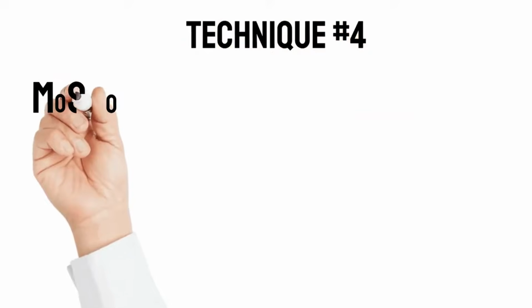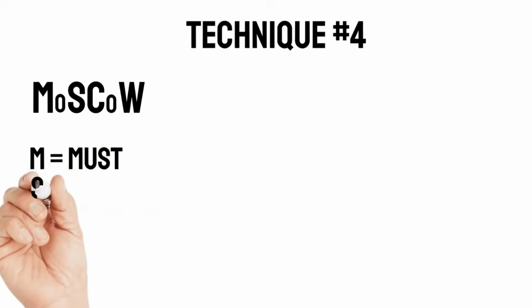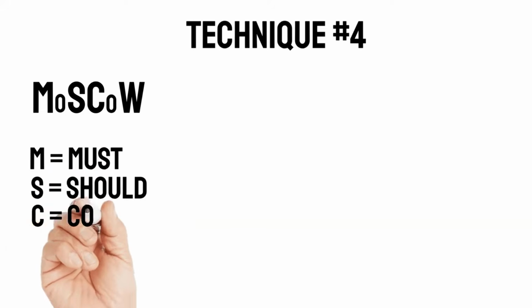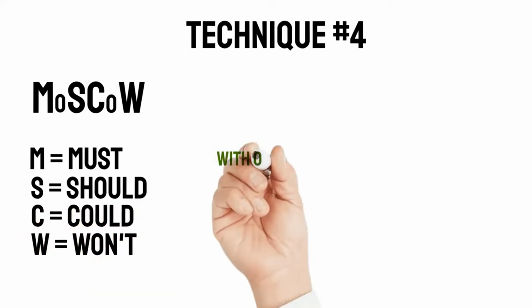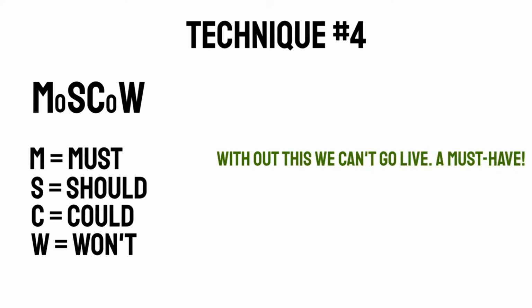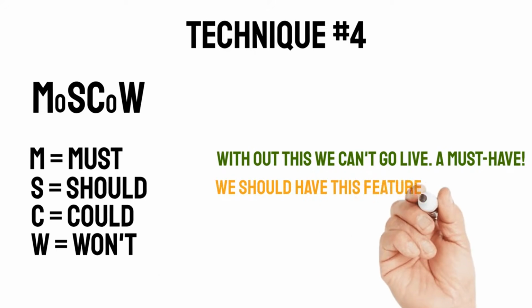It's the Moscow technique. Why Moscow? Basically M, S, C, and W stand for: M is must, S is should, C could, and W won't. This just means requirements in the must category are something like, without this requirement we can't go live, it's a must-have. So there's no discussion about it, we need them. S means that we should have this feature because it helps a lot, but it's still not a must-have.